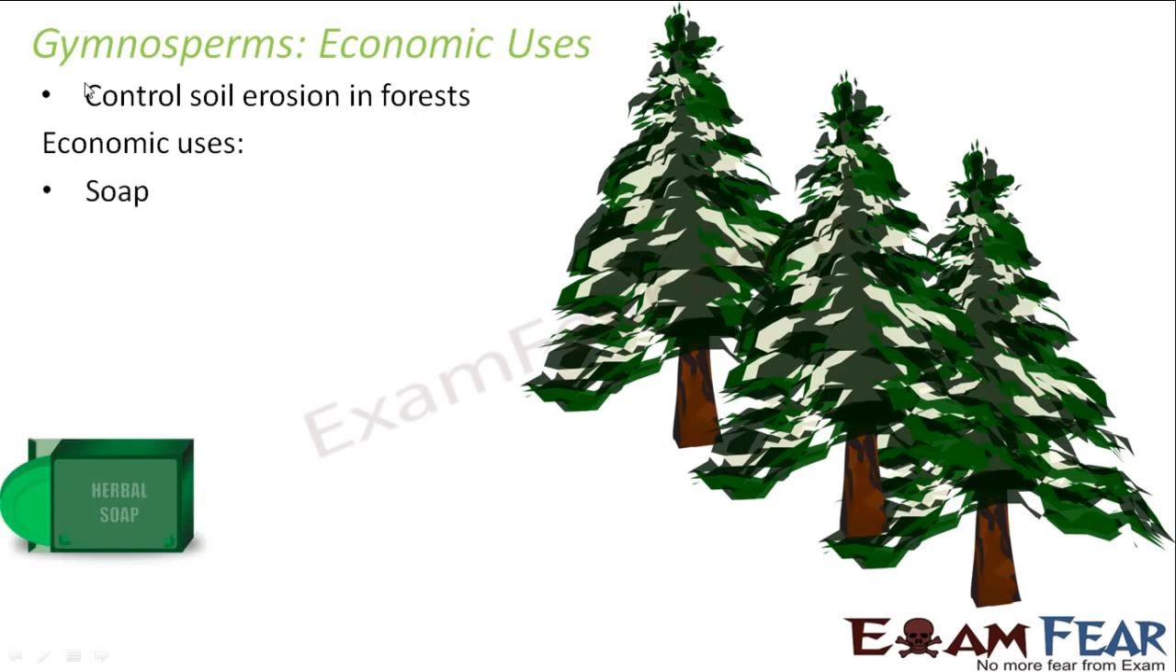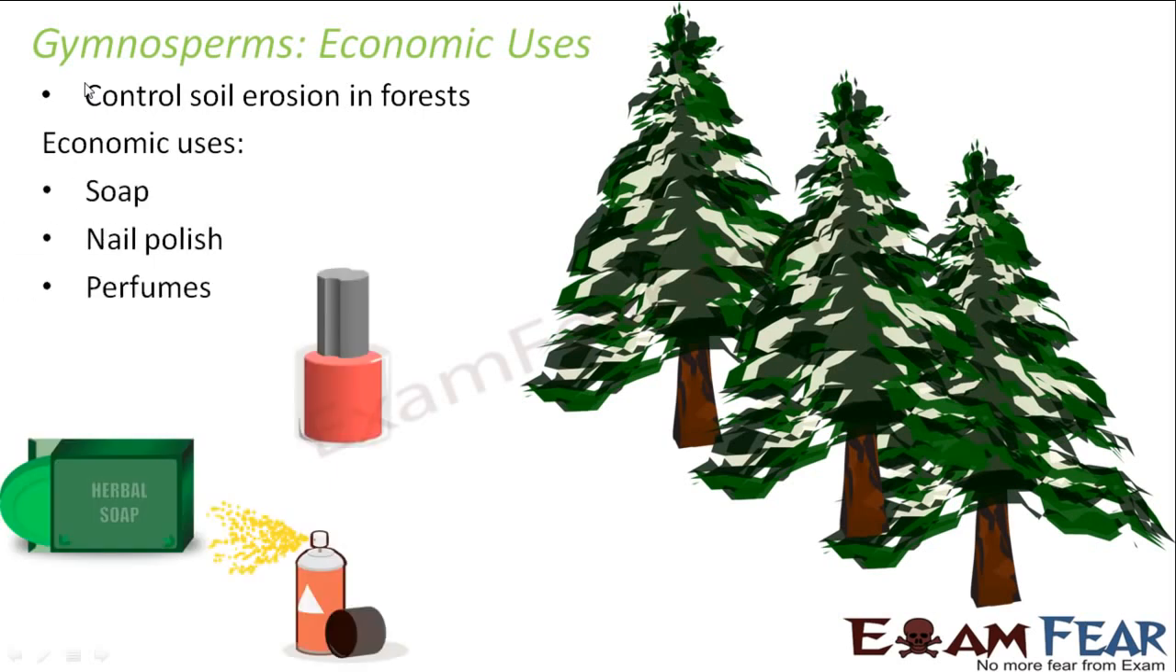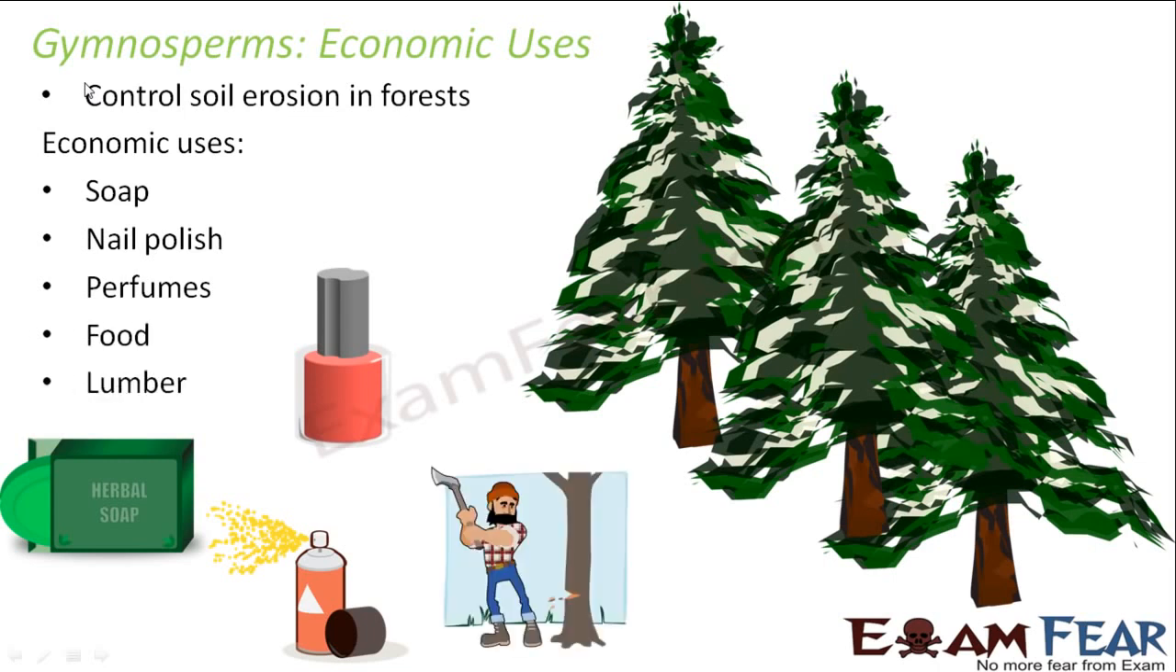Some of its economic uses is it helps in making of soap, nail polish, perfumes, and also for some food materials. It also acts as lumber. You would have seen that, as I said, these gymnosperms have a lot of wood in them, because first of all the trees are quite tall. So you have so much of wood in them. So these days people have actually started cutting down these trees just to utilize that wood, which is helpful in making furniture and stuff like that.